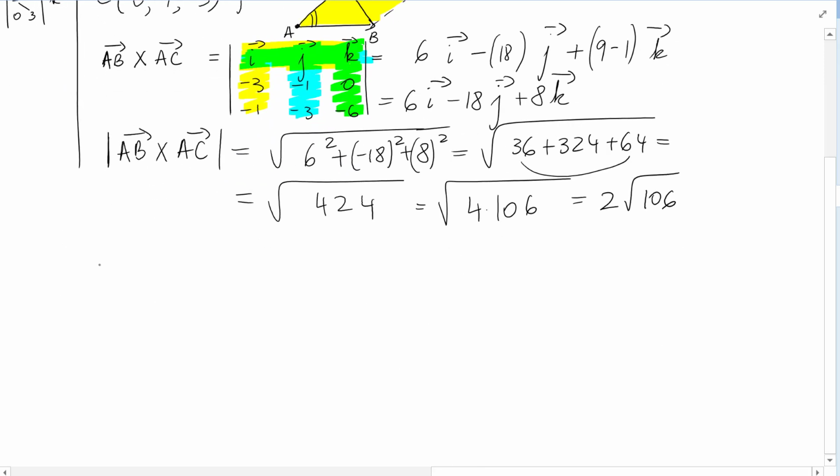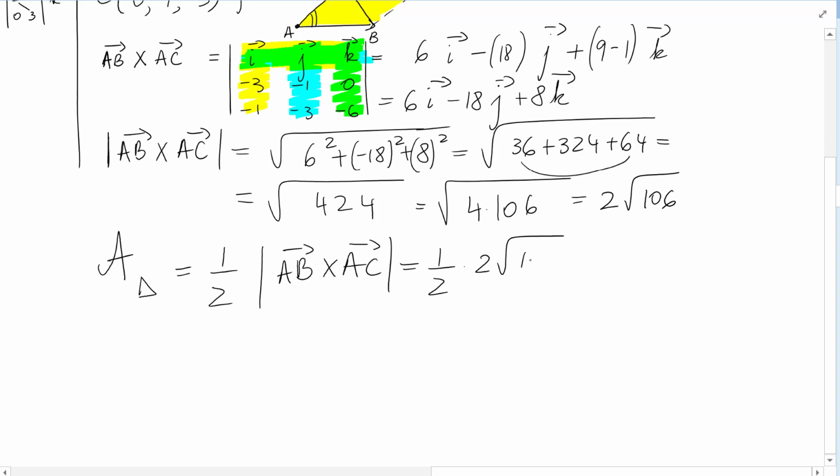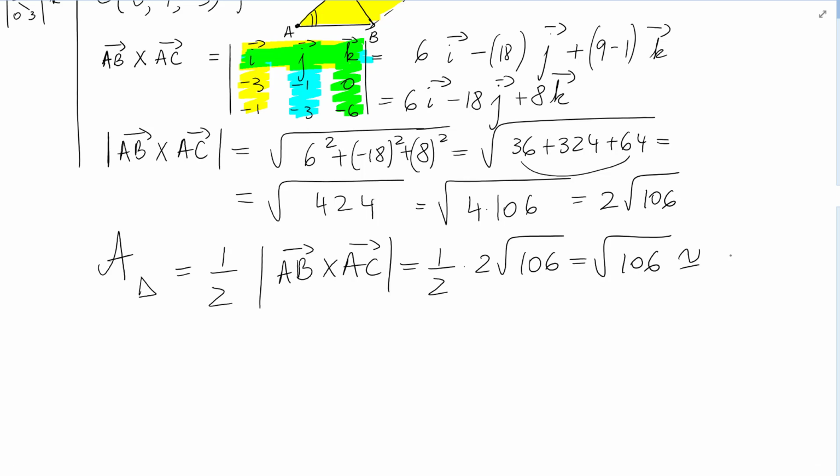So the area of the triangle is 1/2 of AB cross product AC. It's 1/2 times 2 square root of 106, which is square root of 106. We can round it to 2 decimals, and using the calculator, square root of 106 is 10.3. And we solved it.